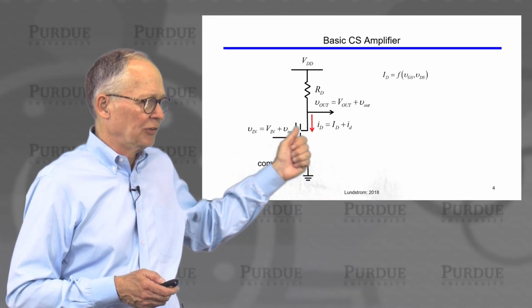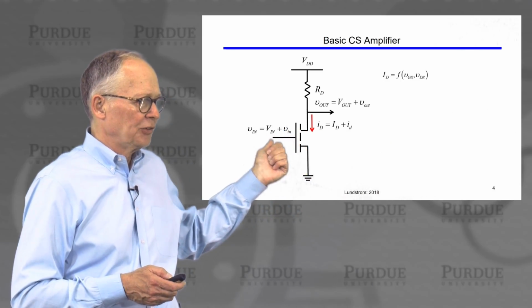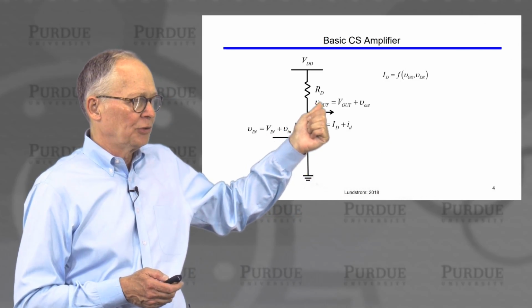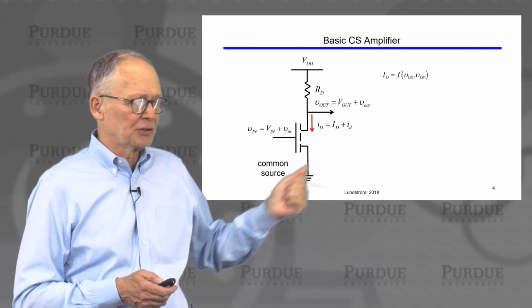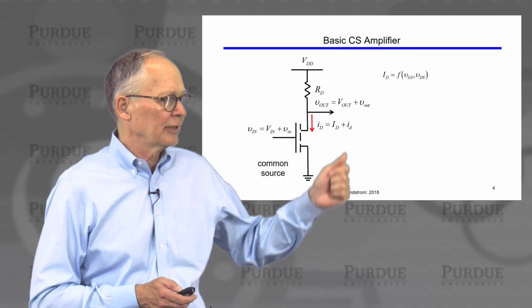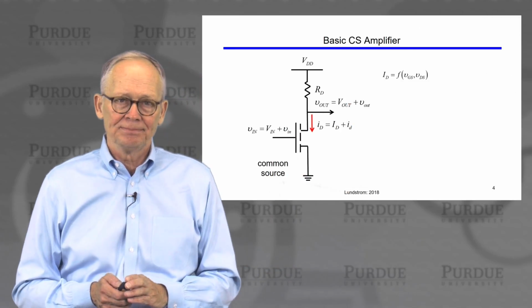So here's an N-channel transistor. The input is to the gate. The output is from the drain. The drain is connected through a resistor to a power supply, and the source is connected to ground. Very simple circuit. The output is taken from the drain.